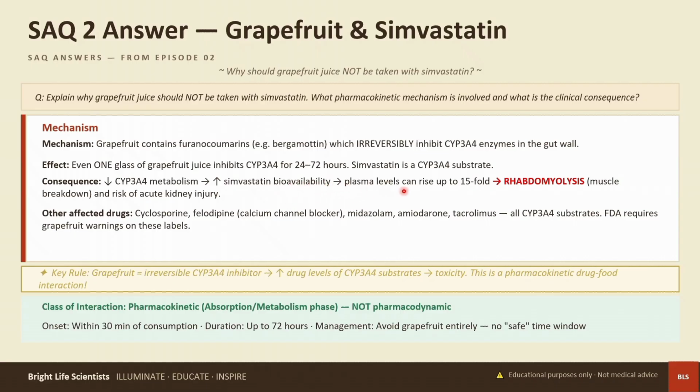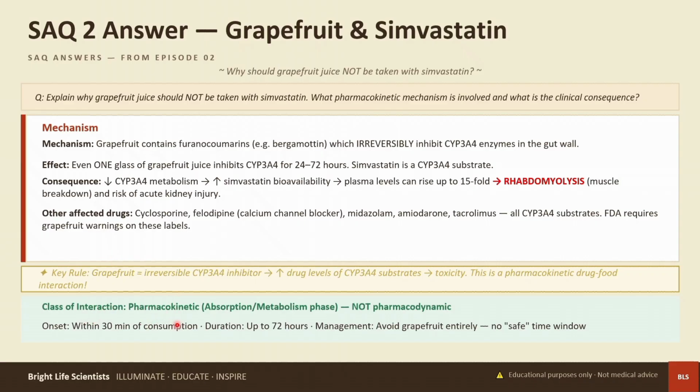At 15 times the normal plasma level, you get rhabdomyolysis, which is the breakdown of muscle tissue and a serious risk of acute kidney injury. This is a pharmacokinetic drug-food interaction at the absorption and metabolism phase. Other drugs in the same boat include cyclosporin, felodipine, midazolam, amiodarone, and tacrolimus. All of these are CYP3A4 substrates. The FDA now requires grapefruit warnings on their labels. The clinical bottom line here is there is no safe time window. Patients on these drugs should avoid grapefruit entirely.